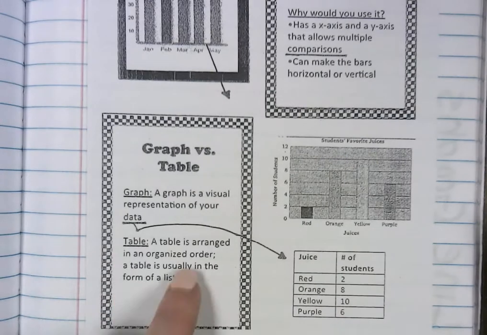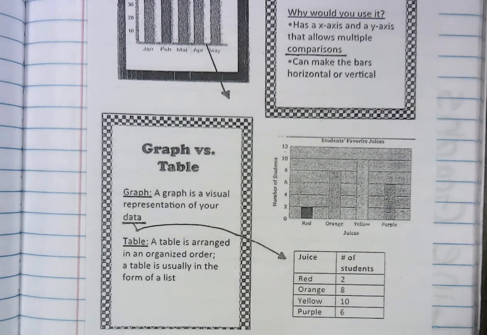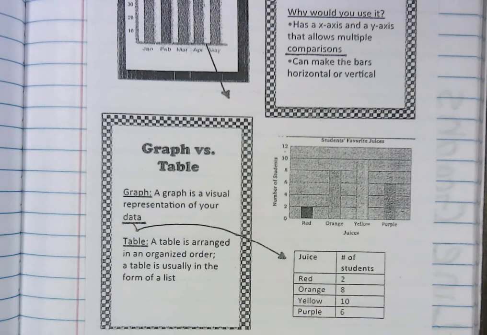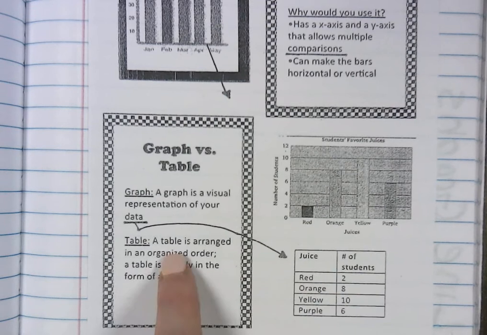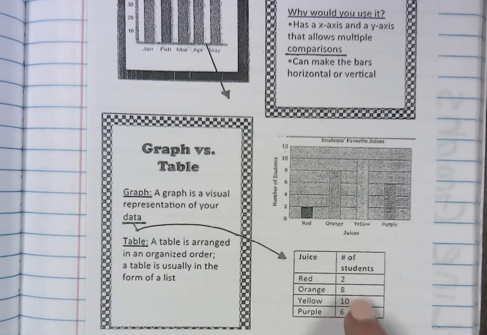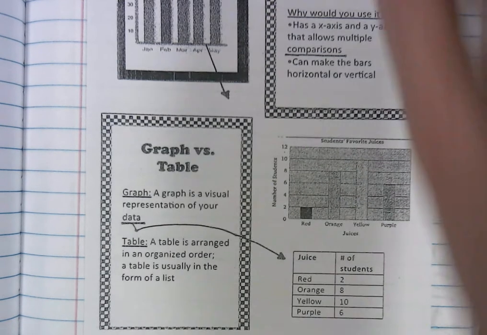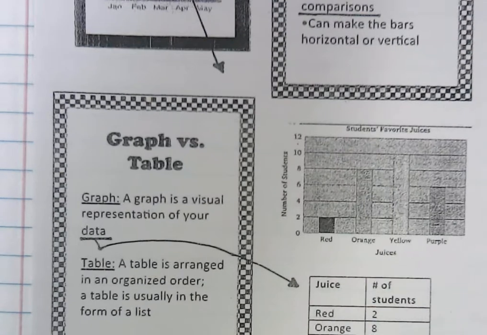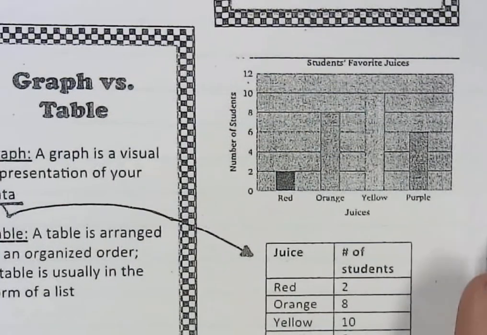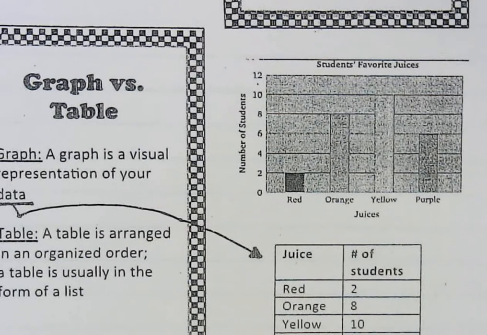Down here, graph versus a table. Your graph is a visual of your data. A table is just helping you organize your data. So tables are very nice and good and helpful, and they're nice and neat, and they help you organize things. But when you do presentations or when you're trying to show people, bar graphs are really pleasing to the eye. They're easy to read, and they catch people's attention more.